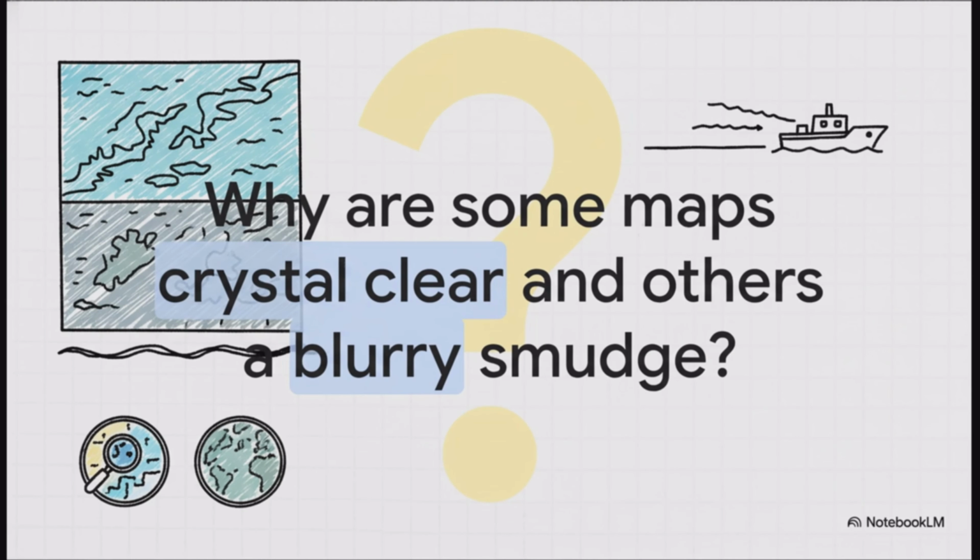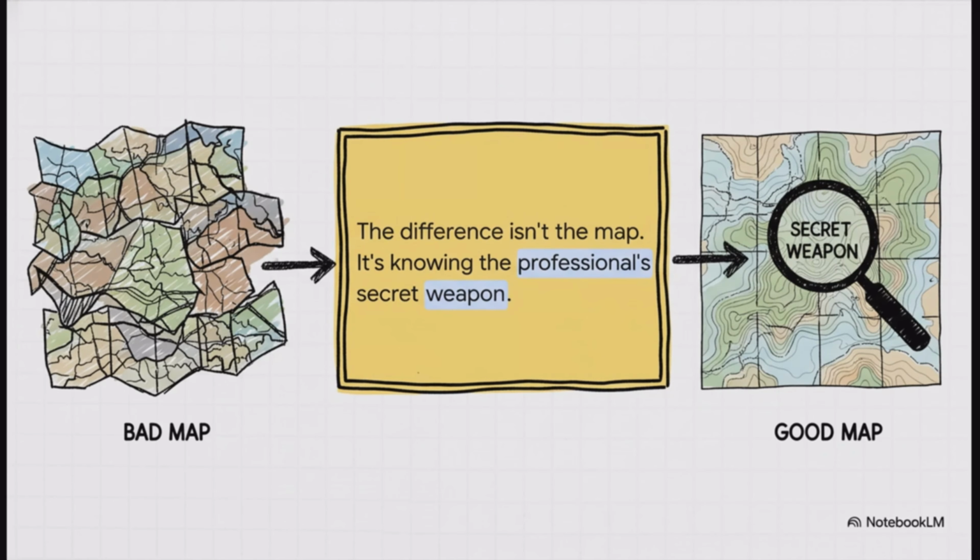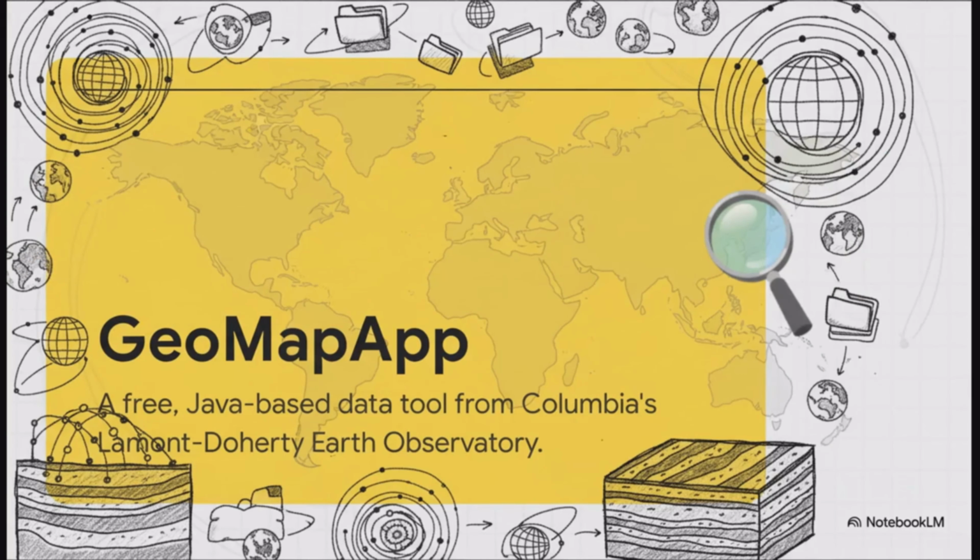So have you ever been staring at a map of the ocean floor and noticed that some parts look like a super crisp, high-definition photo, while right next to it, other parts look like a blurry smudge from a webcam from like 1998? If you have, you're in exactly the right place. Well, here's the secret. It's not about having a good map versus a bad one. The real difference is knowing how to use a professional tool to see what the data is actually telling you. And this, my friends, is that tool, GeoMapApp.